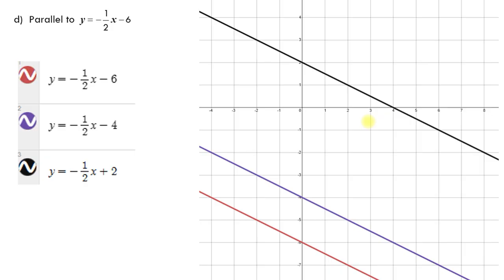So two possible parallel lines might be y equals negative 1/2 x minus 4 or y equals negative 1/2 x plus 2. As long as it has a slope of negative 1/2, it will be parallel.